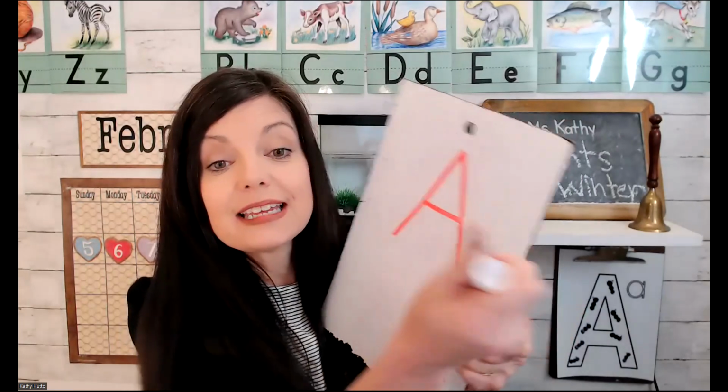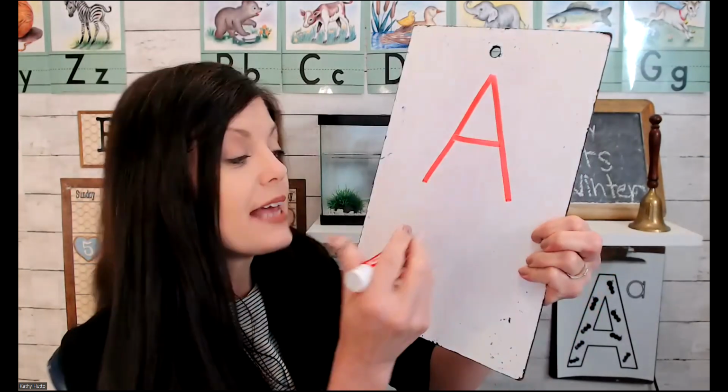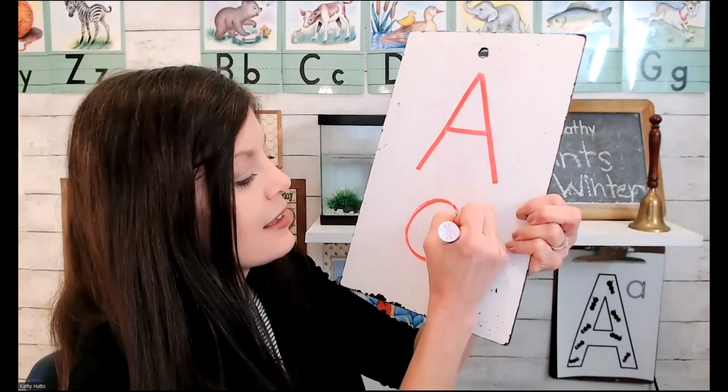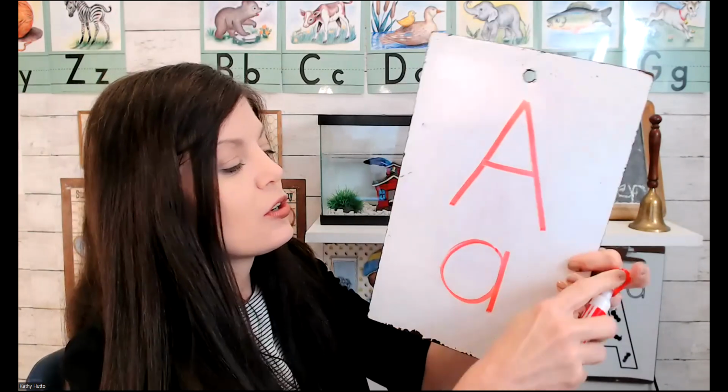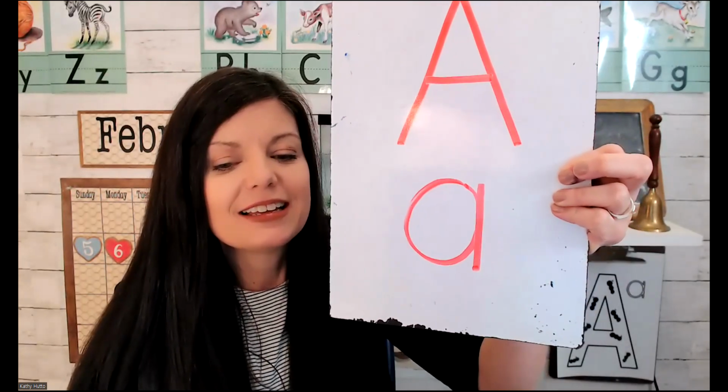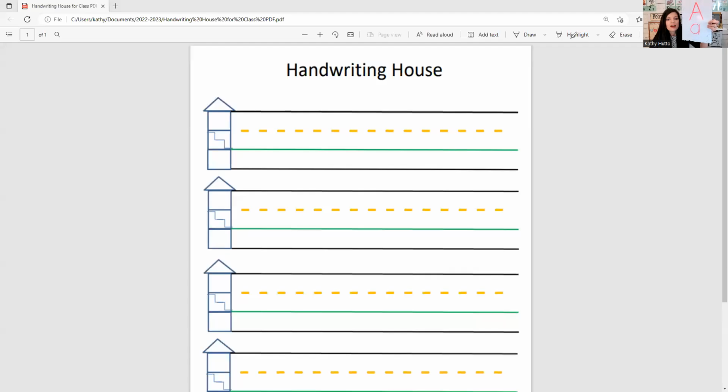Okay, I'm going to show you how to make little a. You can continue practicing these letters today if you'd like. Here's how you'll make little a. It's a circle and a line. That's how you make the little letter A. Let's practice. A circle and a line. Circle, line.